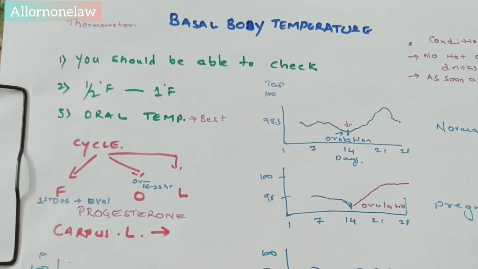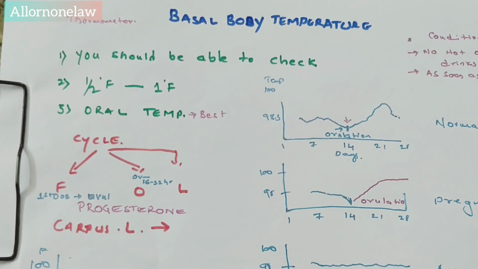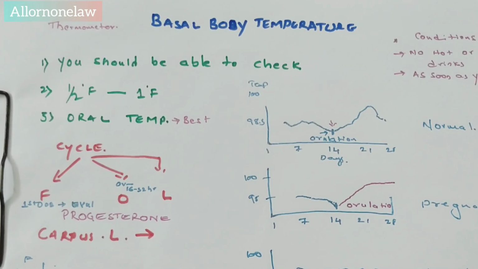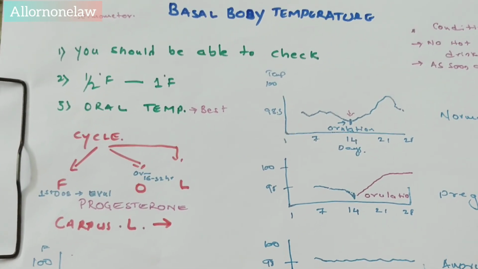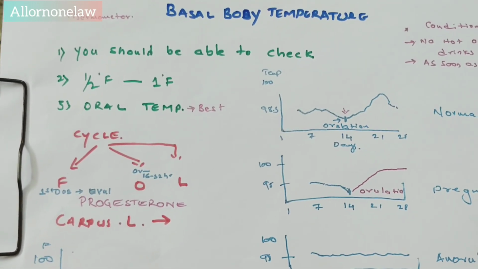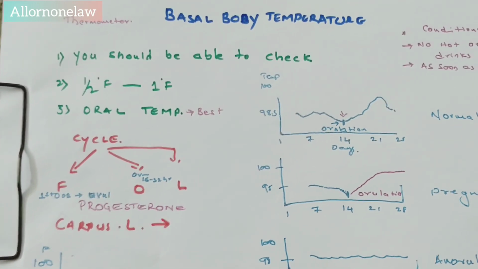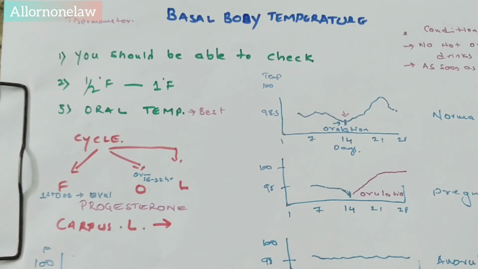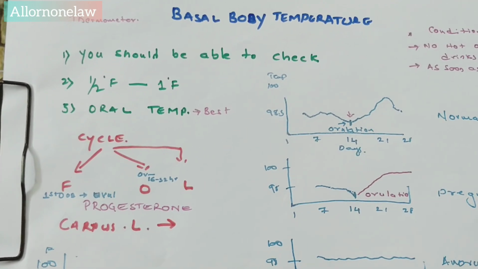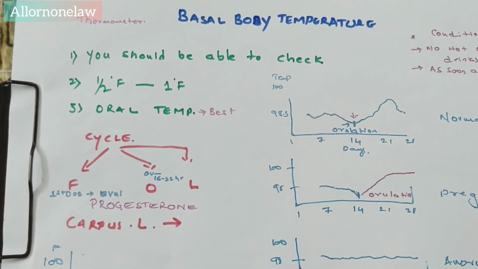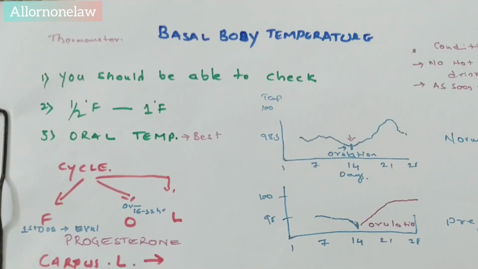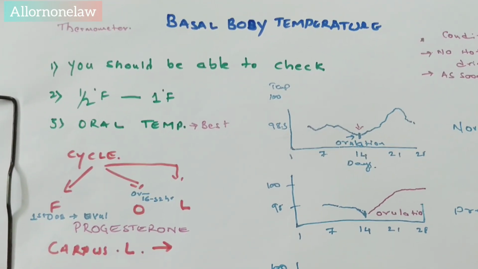Okay, so let's start with this basal body temperature. It's done in females, and this is helpful to know whether she is pregnant or not. This is mainly done by the patient herself. She should be aware of her body temperature. She should be able to differentiate a small fluctuation in the degree of temperature in her body. Then it's very beneficial.